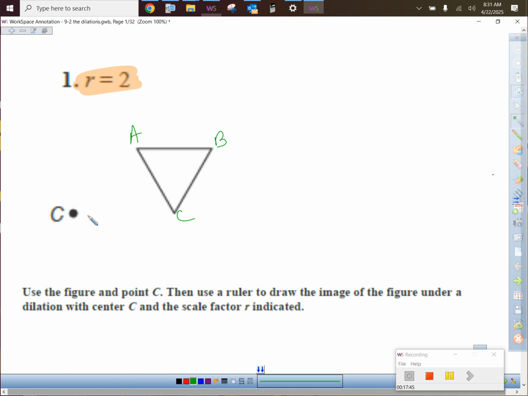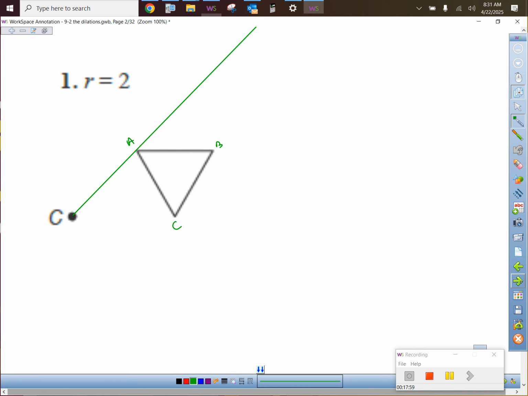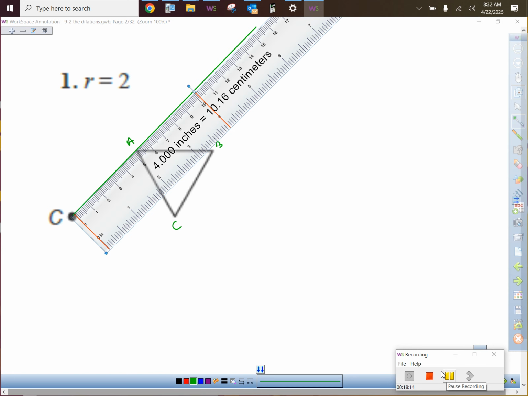Take your geometer and just connect from C to A, and go through it. We're not measuring anything right here, we're just connecting from C through A. Then what I need you to do is measure this guy. Use the centimeters part of your ruler, put 0 on C, and measure how far it is to A.